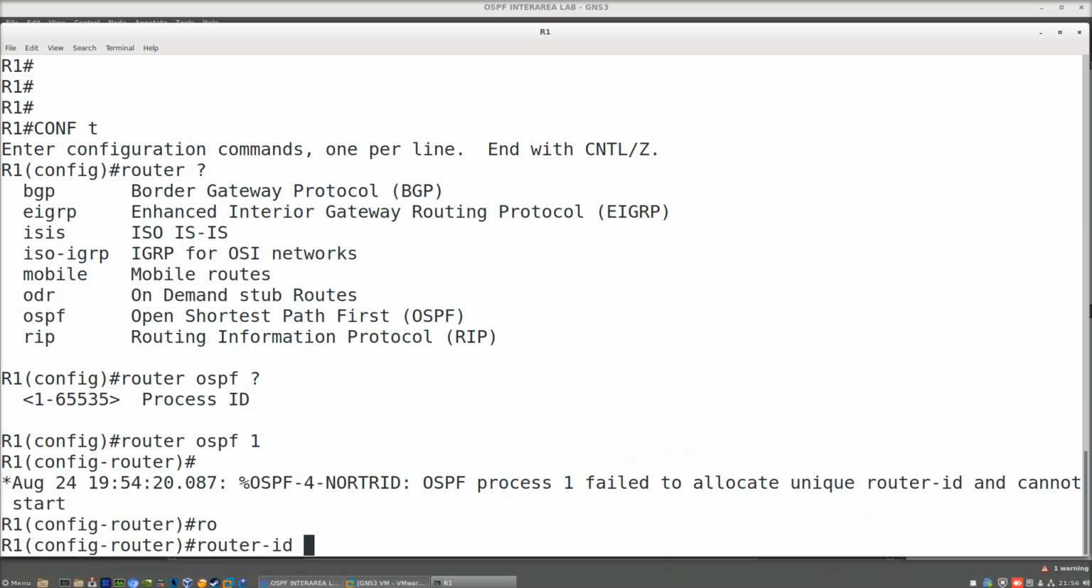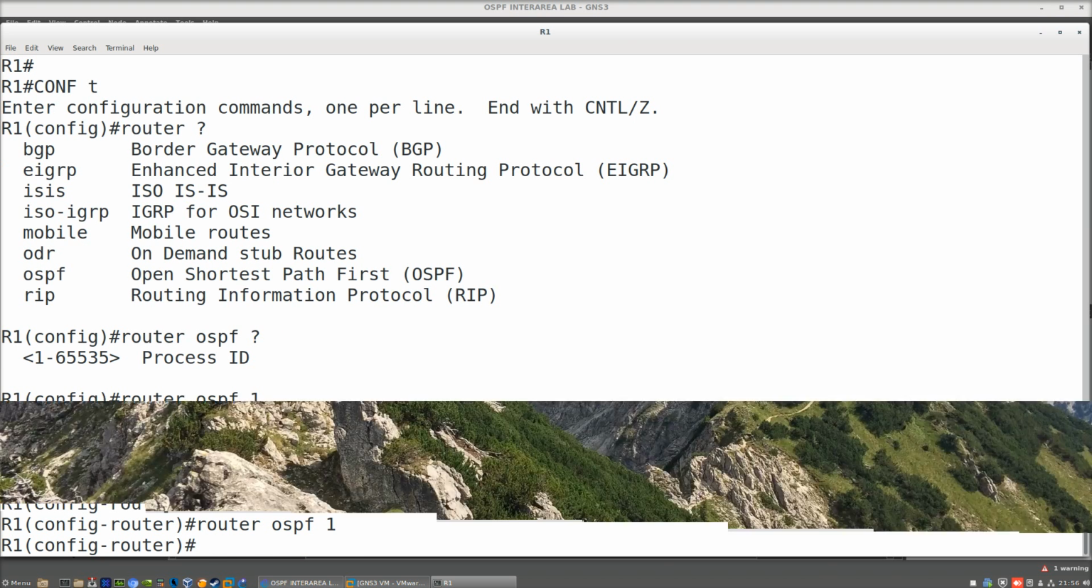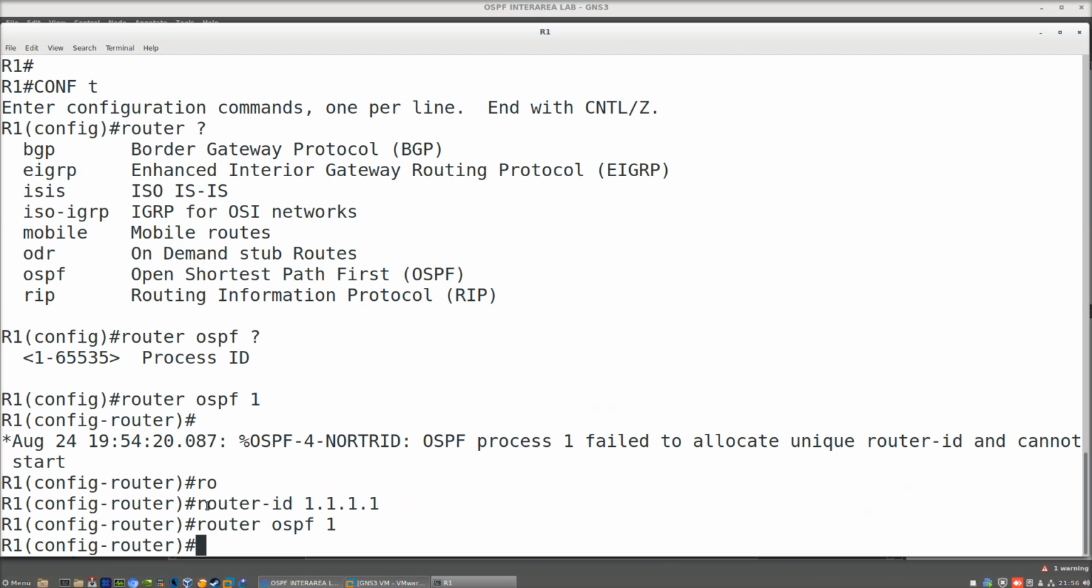Okay, router ID, we need the router ID. So router ospf 1. Normally in the real world this is automatically assigned from the loopback interface or the highest IP interface, but since we don't have anything configured right now, that's why there is this error here.